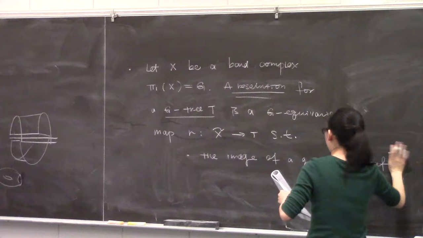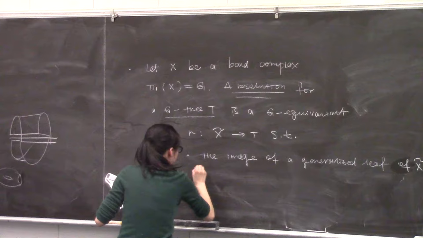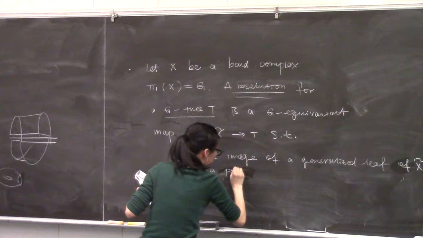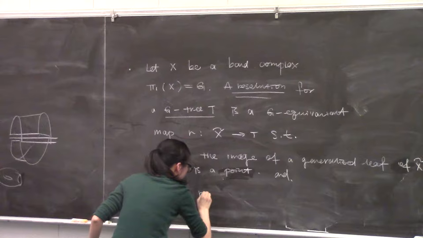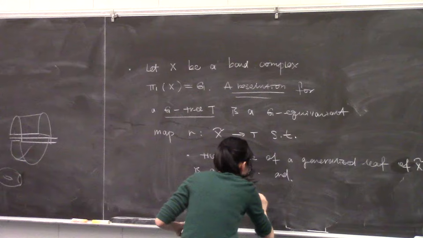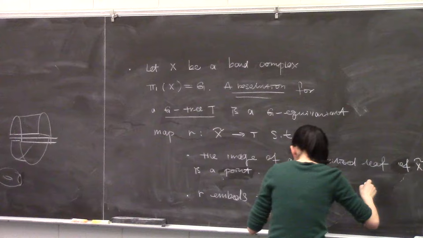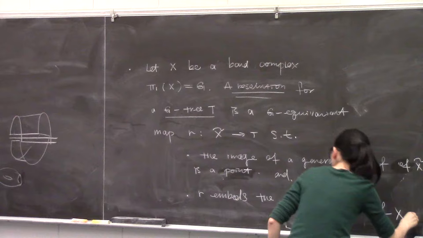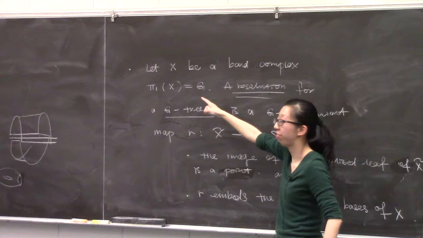A generalized leaf of X tilde is a point, and R embeds the leaves of the basis of X. Okay, here X tilde means the universal cover of X.